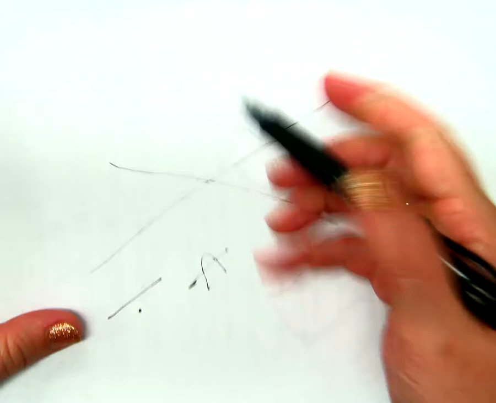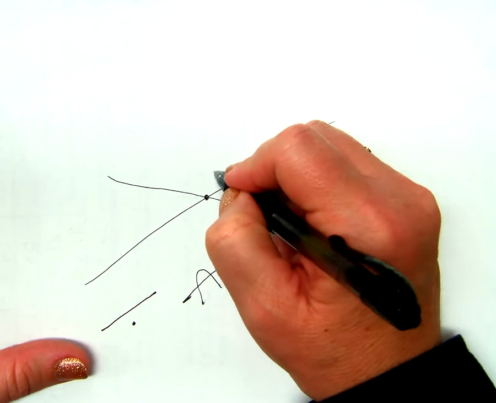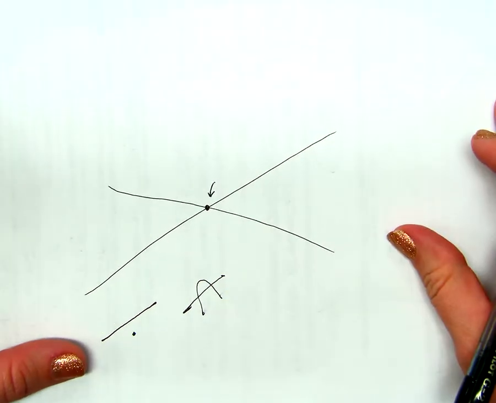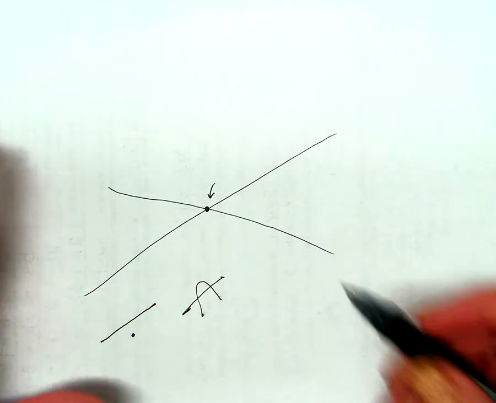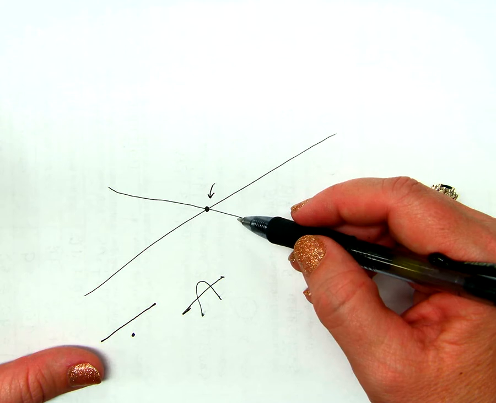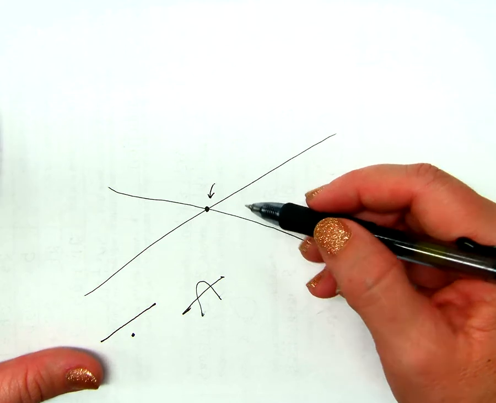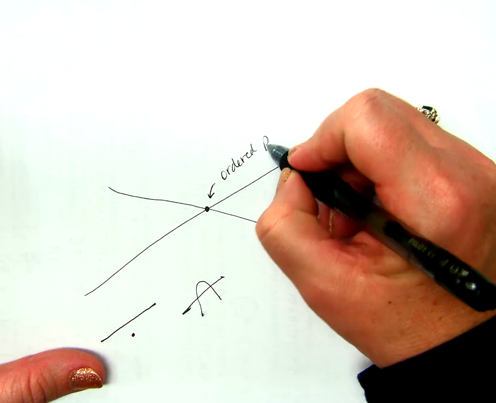Okay. Where do these two lines cross? What is that thing called right there? Oh my gosh, there's like 80 things it's called, right? Point of intersection, okay, that's a point. But I'm looking for one specific name. It is a point. What's another name for a point? What's another name for a coordinate? Ordered pair, right? Ordered pair.